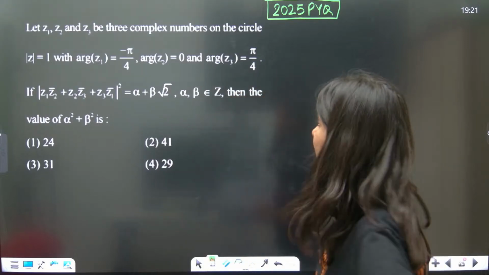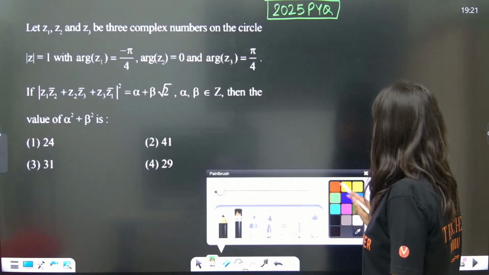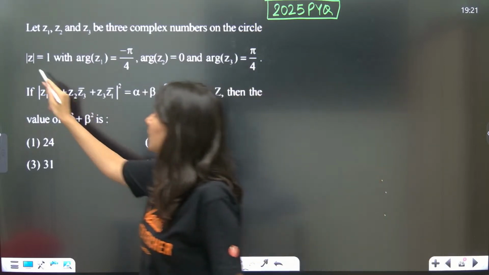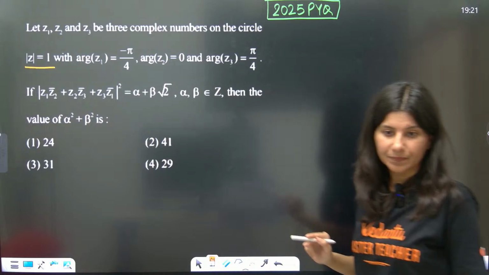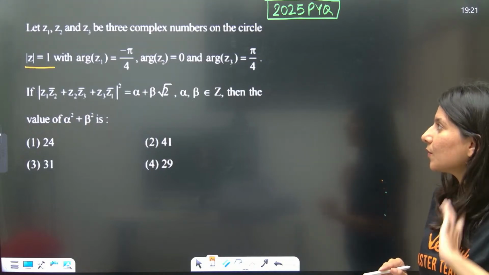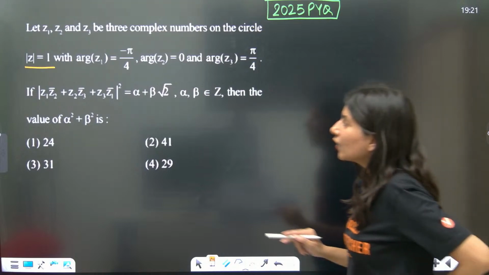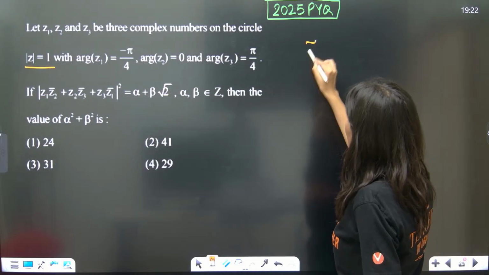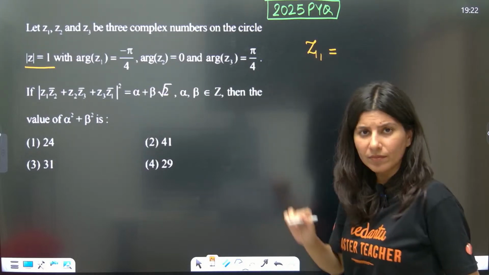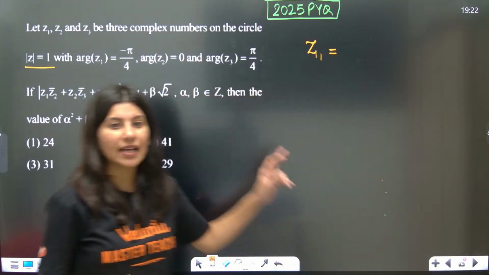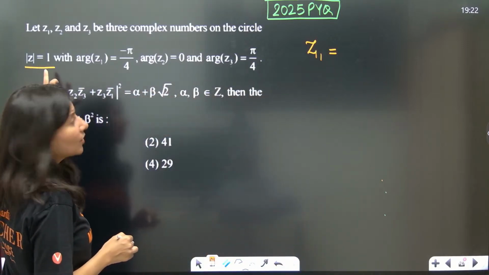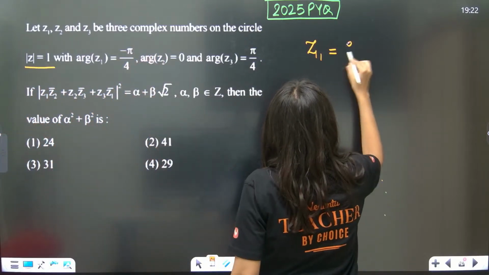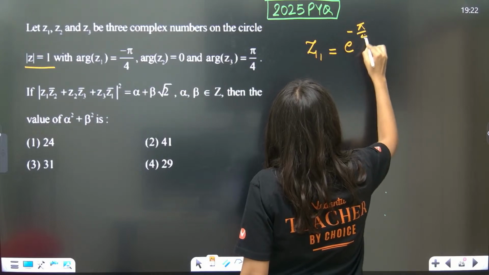Okay, 2025 PYQ. Let Z1, Z2 and Z3 be 3 complex numbers on the circle mod Z is equal to 1. And argument of Z1, that is theta 1, is minus pi by 4. So can anybody tell me, can I write Z1 in Euler's form? Z1 in Euler's form will be R, the magnitude or modulus, e power iota minus pi by 4.